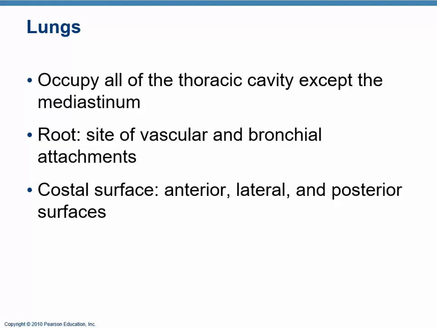So the lungs themselves occupy most of the thoracic cavity, any place that's not the mediastinum. So they go from the apex right up under your collarbone down to the diaphragm, from the costal surface, which is against the ribs, front, back, and side, and then there's the side that's facing the mediastinum. So that's called the root.